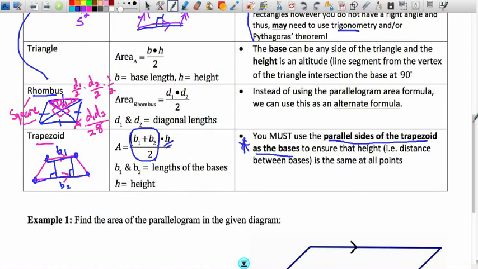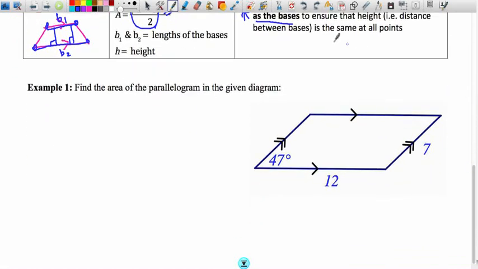Okay, so we'll do one quick example of finding an area. In this particular case, you can see from the markings that all we know for sure is that this is a parallelogram. And since it's a parallelogram, we've been asked to find the area. The area of a parallelogram is base times height. We can treat either of the two given sides as bases, because of course we know that the opposite sides of a parallelogram are congruent. In this case, the quickest, most efficient method is to treat the 12 as the base.